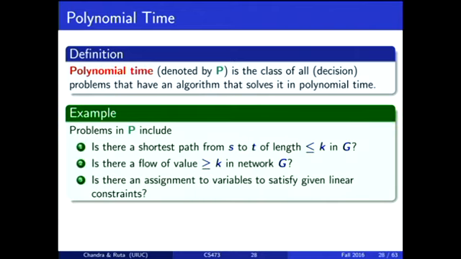There are many nice problems in P: shortest paths, max flow, min cut. Some obvious, some not so obvious. Min cut is not obvious.